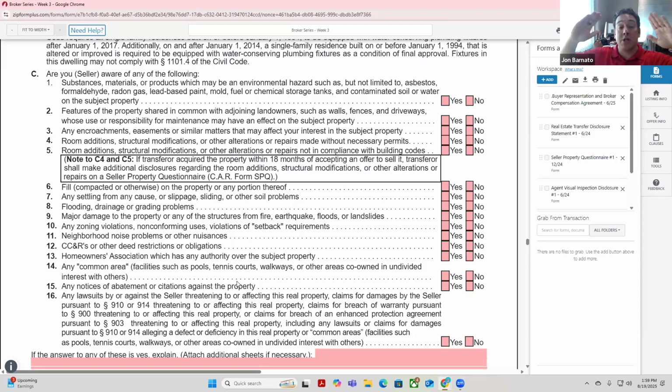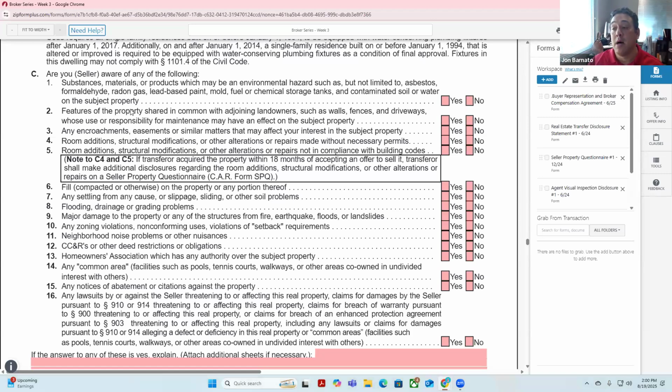The standard of knowledge is: is the seller aware? So if the seller asks you, what should I check on this? You should ask yourself, am I aware of this issue? And if they are not, they should check no. If they are, they should check yes. The seller will know if they have a substance issue because it usually involves a government agency tagging the property as well.